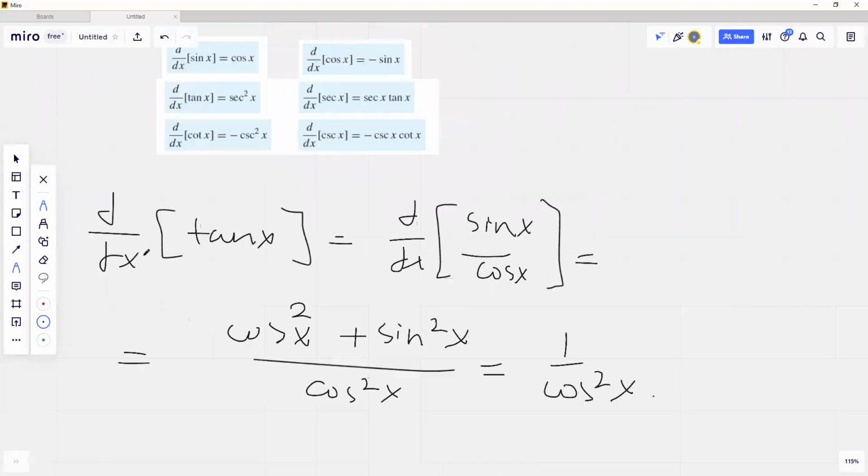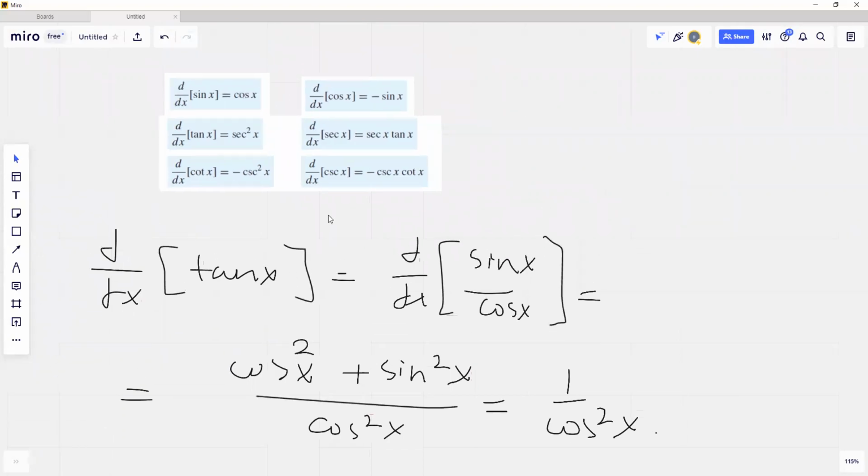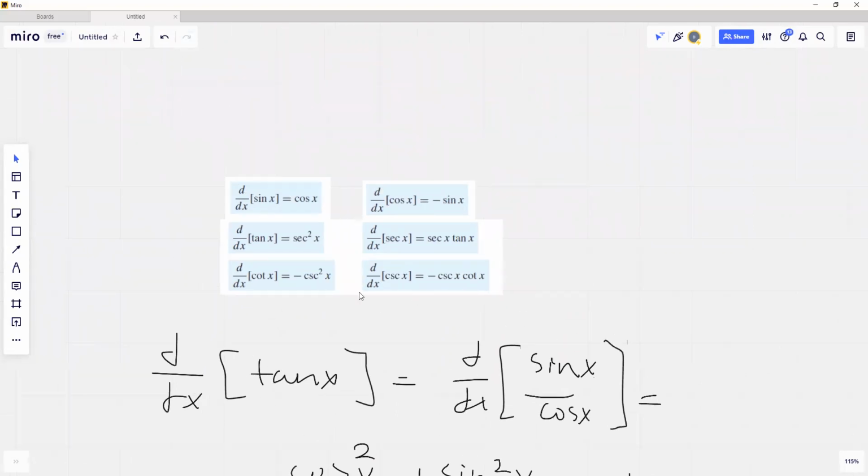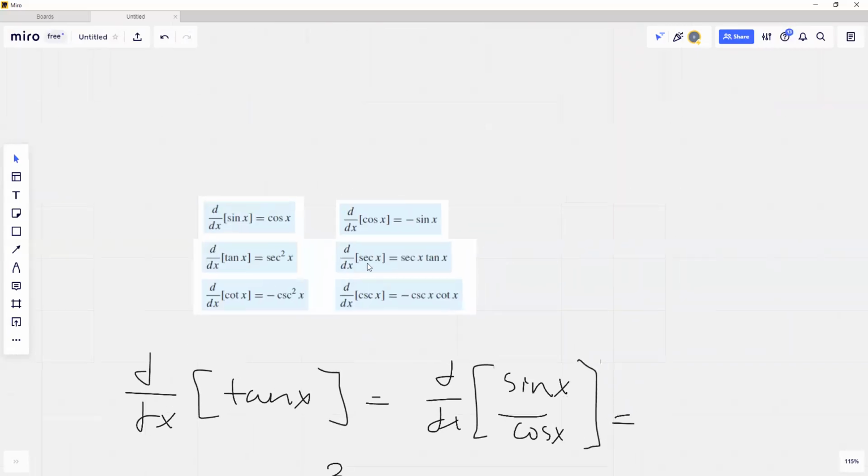All right. And using a similar quotient rule, we can show that the derivatives of other trigonometric functions are equal to the following values. So the derivative of cotangent of x is minus cosecant squared of x. The derivative of secant of x is secant of x multiplied by tangent of x. And the derivative of cosecant of x is minus cosecant of x multiplied by cotangent of x.